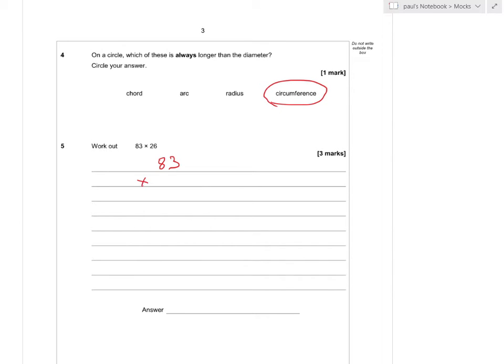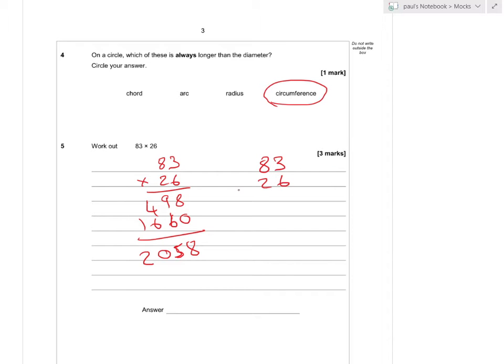83 times 26. 3 sixes are 18, 6 eighths are 48, 49. Place marker, 2 threes are 6, and 2 eighths are 16. Add them together, 8 and 5, wonky 5, and 0 and 2. So I've got an answer of 2058, which is wrong, isn't it? Let's do it again to see where I've gone wrong.